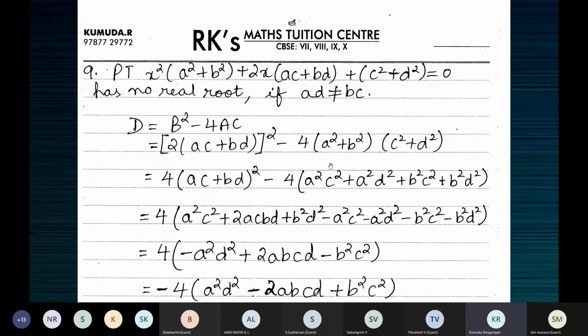Okay, so likewise, 4 into A into C. 2 squared is 4. I hope we are all listening. 2 squared is 4, and AC plus BD the whole square minus, write this 4 as it is. Don't multiply 4 with any of the terms here. Multiply these two brackets, a squared plus b squared with c squared plus d squared. So you know how that multiplication goes. Multiply this binomial and this binomial. So you get 4 terms.